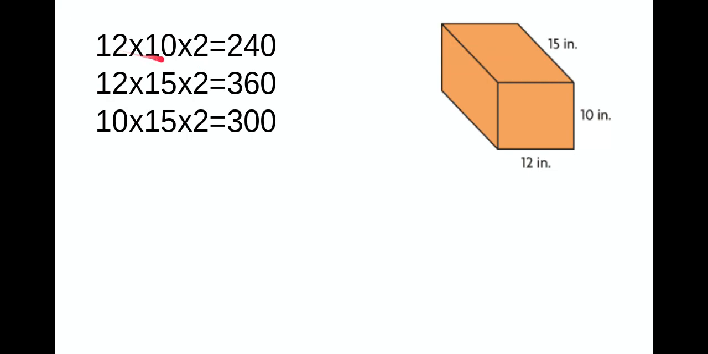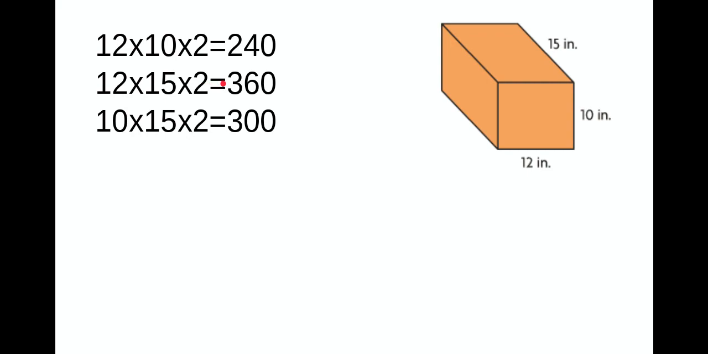There are 2 12 by 10 faces, which is this one. There are 2 12 by 15 faces, which is this one right here. And there are 2 10 by 15 faces, which is this one right here. So we're going to double it. We made our combinations, and then we just multiplied each combination by 2. So let's do that right now.